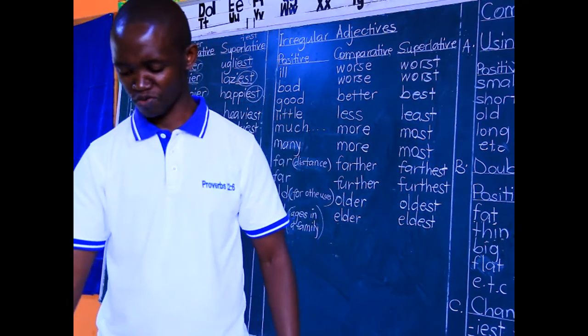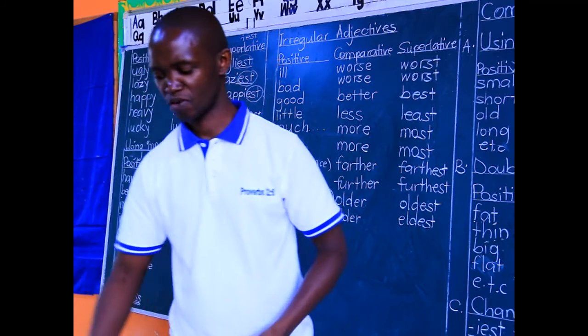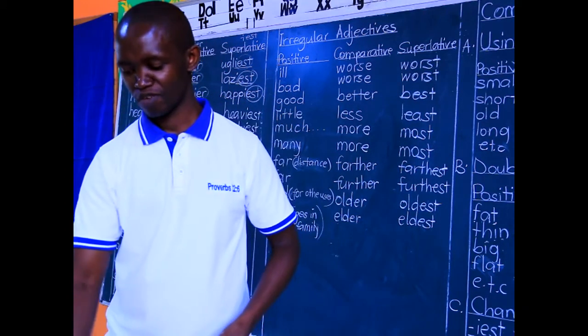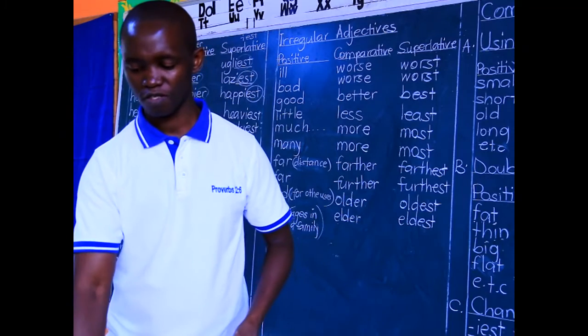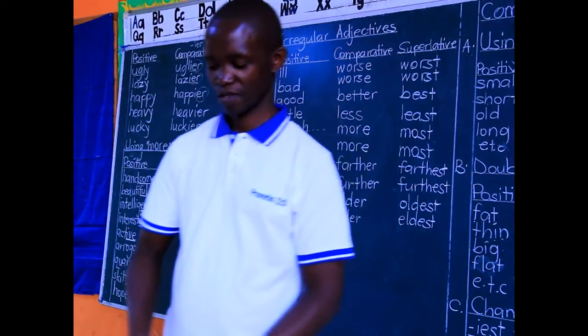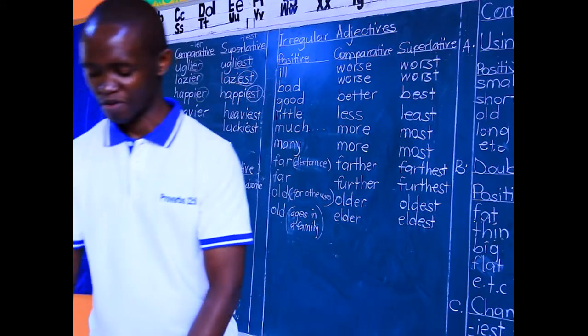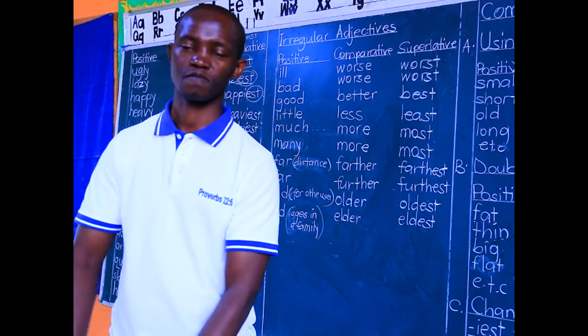So in our next lesson, we'll be looking at order of adjectives. And in order of adjectives, we'll be looking at the different categories of adjectives and how to assemble them in a sentence, because there is a specific order you're supposed to follow. So our next lesson is about order of adjectives.